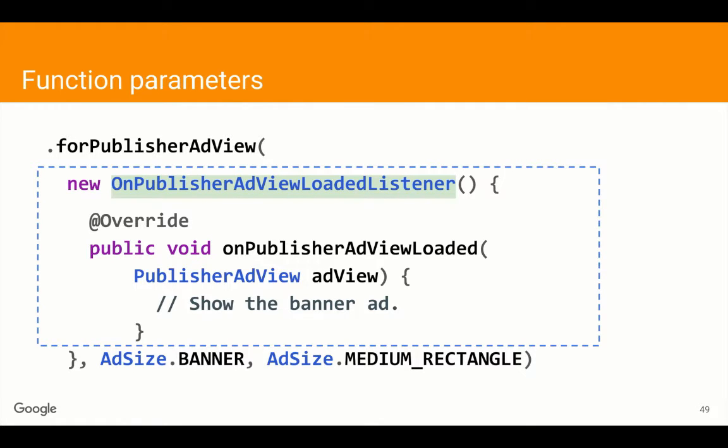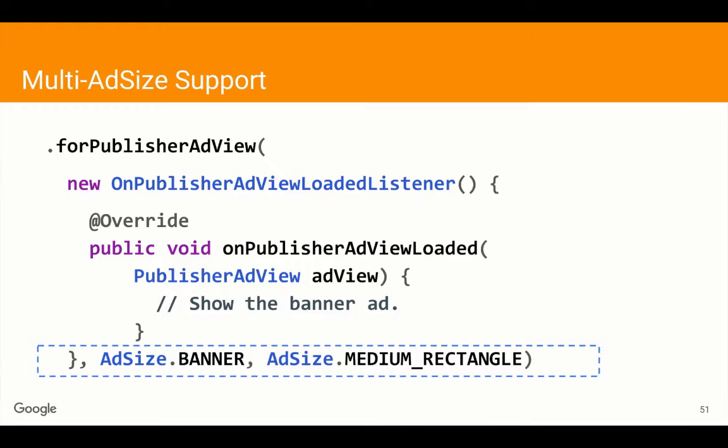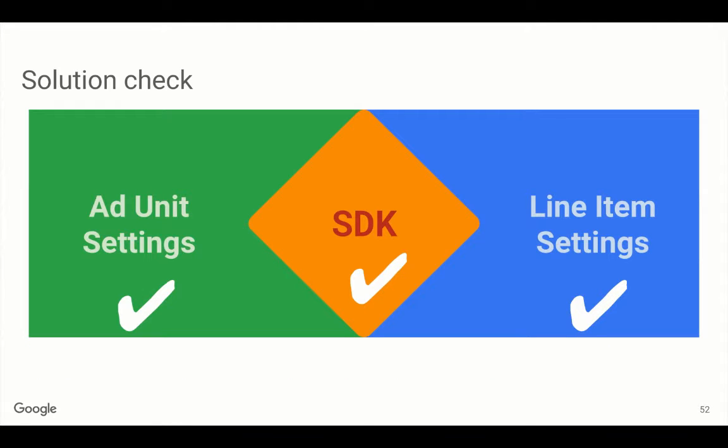The first parameter expects a class that implements a new interface, OnPublisherAdViewLoadedListener. This listener has a single callback, onPublisherAdViewLoaded, for when a banner ad is loaded and ready to show. The second group of arguments is the list of different ad sizes to be included in the banner ad request. For example, the banner size is 320 by 50 and the medium rectangle size is 300 by 250. And that's how you can load different kinds of ads.